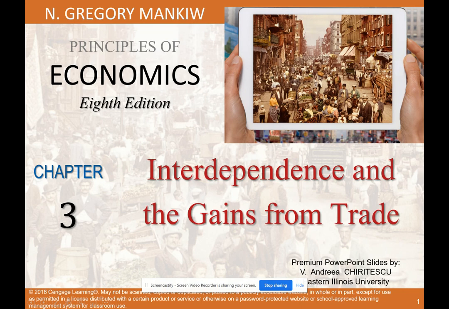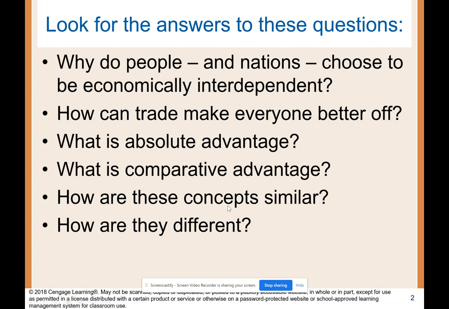Chapter 3: Interdependence and Gains from Trade. Questions: why do people and nations choose to be economically interdependent? How can trade make everyone better off? What is absolute advantage? What is comparative advantage? How are these concepts similar? How are they different?